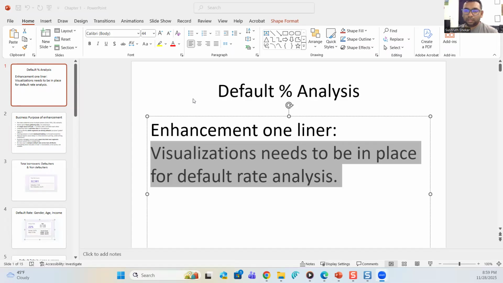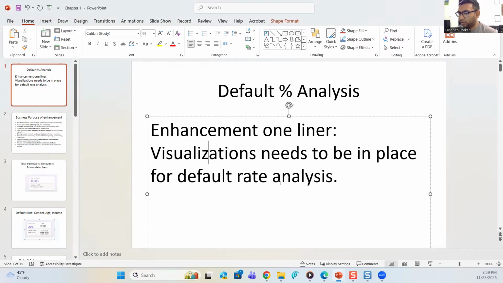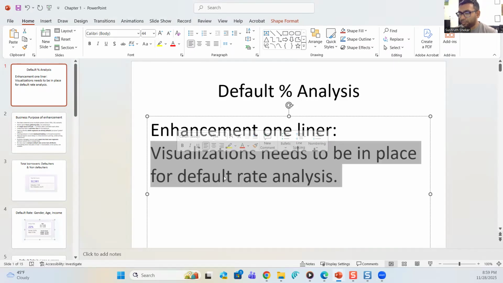Generally, when you work as an IT business analyst, they will assign you an enhancement or a task to work on, and they'll only give a one-line description of that task. This is that one line that I'm highlighting: visualizations need to be in place for default rate analysis. Now we are going to understand how to elicit requirements for this one-liner task that's assigned to you.